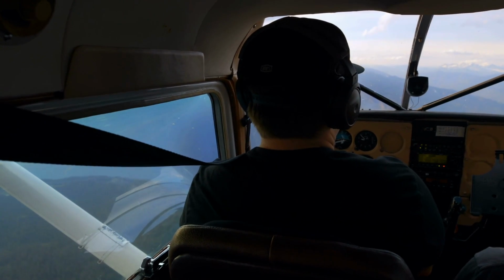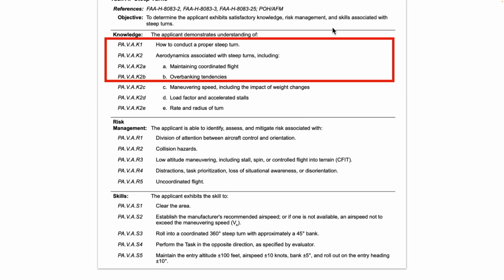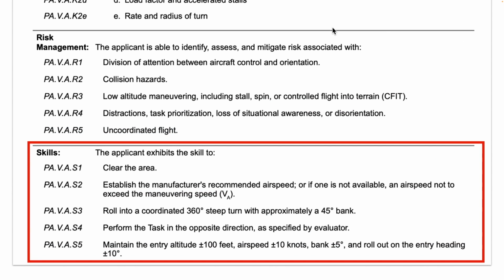And speaking of the knowledge test, the ACS doesn't help just with the knowledge areas. It also has a great impact on the practical test, in other words, the flying portion of your check ride. For example, in Area of Operation 5, we see that the Task A is steep turns. Want to know exactly how your performance will be assessed? Well, look at the skills portion. You can see exactly how you're supposed to perform the maneuver, as well as the scoring standards, which in the case of steep turns is plus or minus 100 feet, airspeed plus or minus 10 knots, bank angle plus or minus 5 degrees, and roll out on the entry heading plus or minus 10 degrees.